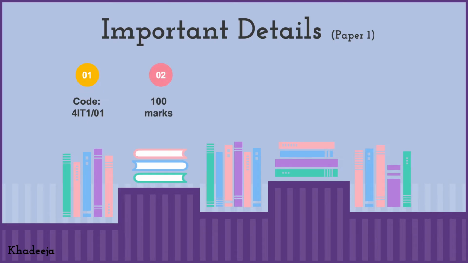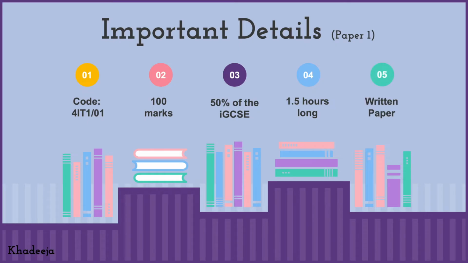Then the second thing is that it's out of 100 marks. So the first paper is for 100 marks. Third thing, this constitutes 50% of the entire ICT iGCSE. So paper 1, 50%, and of course the other 50% is paper 2. We'll come to that later. Number 4, it's 1.5 hours long, so 1 hour and 30 minutes long paper. Lastly, it is a written paper, so out of the two papers, this is the written one.